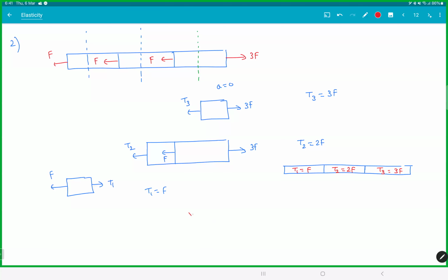And we know the formula Y is equal to tension times length by AE. So elongation is TL by AY. So the first piece's elongation E1 will be FL by AY. The second piece's elongation will be 2FL by AY. The third piece's elongation will be 3FL by AY. So each section will elongate differently. The total elongation will be 6FL by AY.